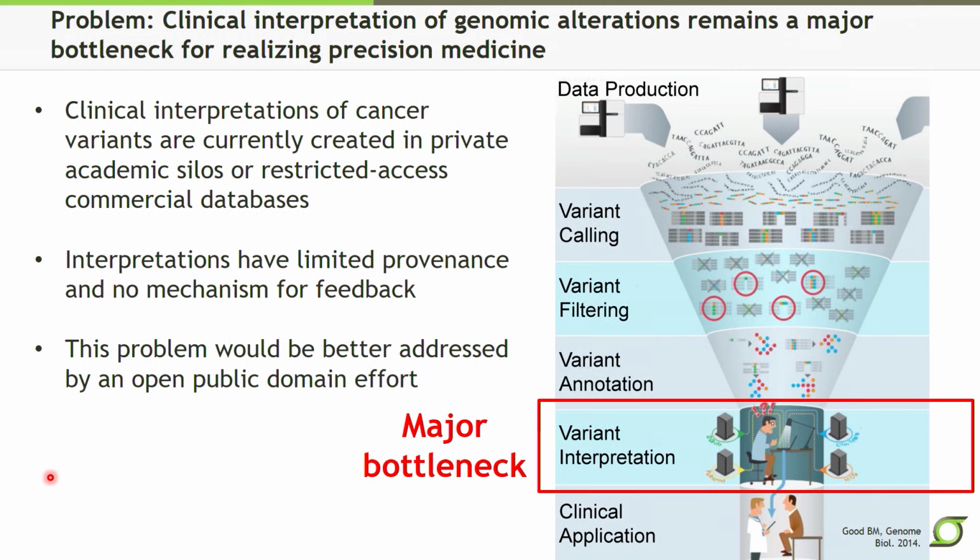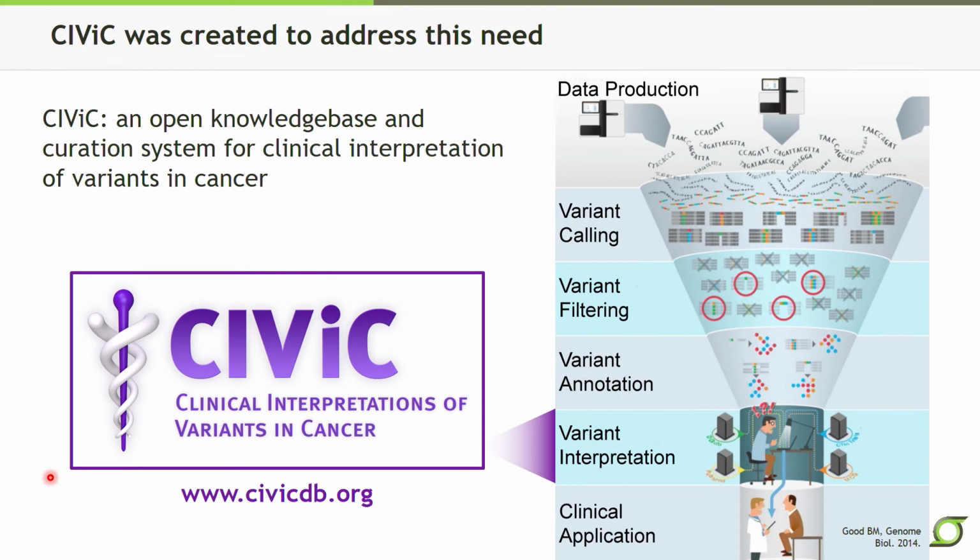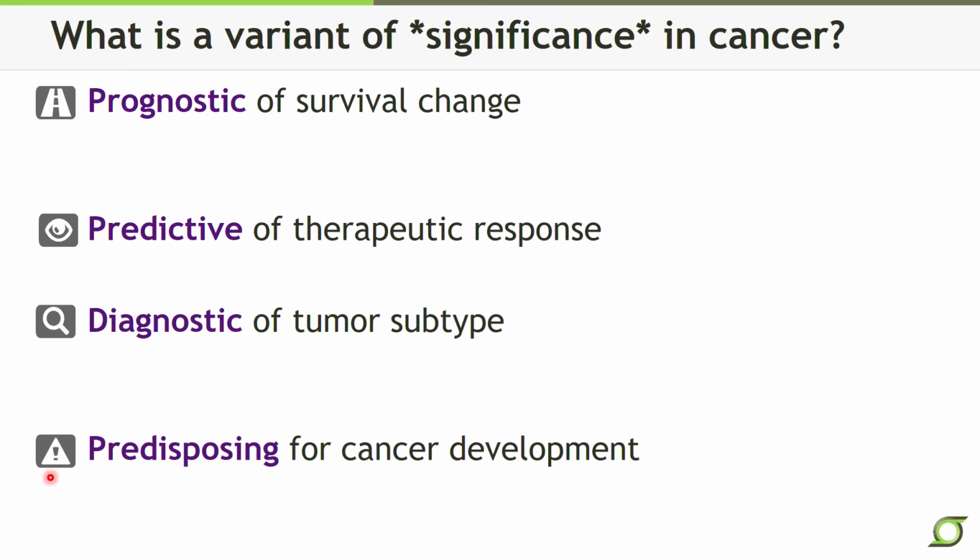To address some of these issues, we thought a public open domain effort would be the way to handle this. And so with those things in mind, we created CIViC. CIViC is an open access, crowdsourced knowledge base and curation system for clinical interpretation of variants in cancer. And so we're talking about variants that have significance in cancer. What are we talking about when we're in the context of CIViC?